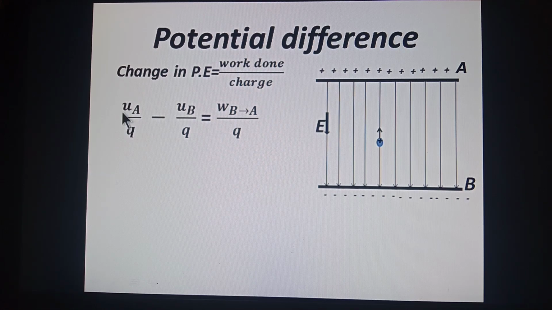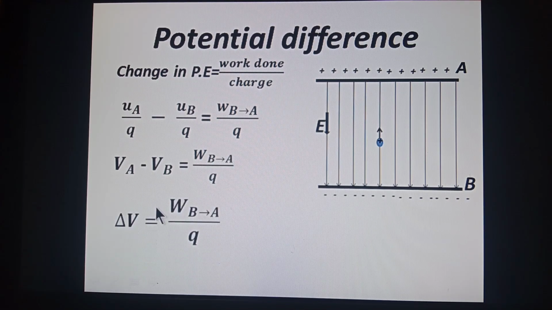You know, potential energy per unit charge at a particular point is called voltage or potential at that point. So UA over Q is VA and UB over Q is VB. Voltage at B means potential energy per unit charge at point B. Voltage at A means potential energy per unit charge at point A. This is equal to work done in moving the charge from point B to point A. This is called potential difference: the potential difference between points A and B is defined as work done per unit charge to move it from point B to point A against the field.